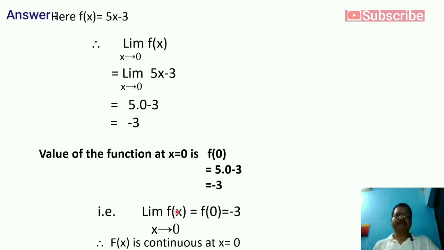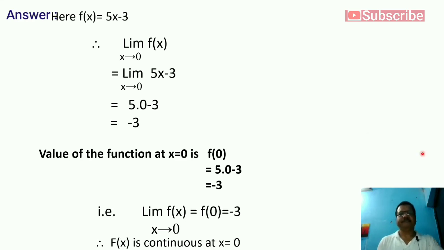That is, limit of f(x) when x tends to 0 is equal to f(0). The value of the function and the limit, both quantities are equal, which is minus 3. So we can decide that f(x) is continuous at x equal to 0. This is what is to be produced in your examination paper. Got it? The previous explanation was just for the sake of making you understand, so I explained those things elaborately, and I hope that much is helpful to you.